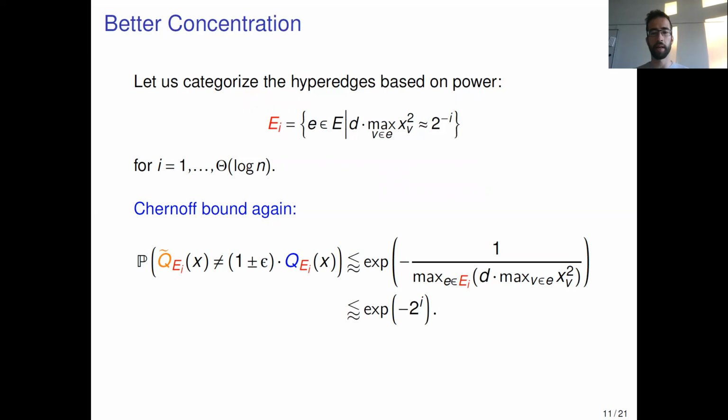By definition of E_i, we now get this very nice upper bound of exponentially in minus 2 to the i. This is much more powerful, and now we actually have a hope of getting sufficiently coarse epsilon nets to combine this Chernoff bound with a union bound.